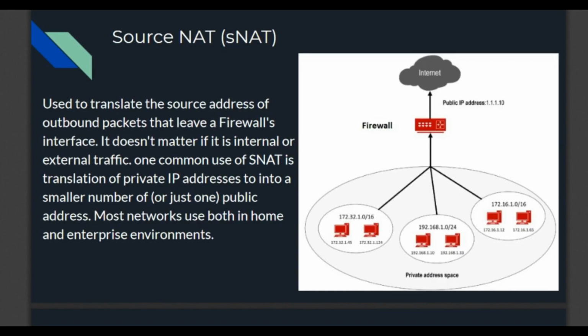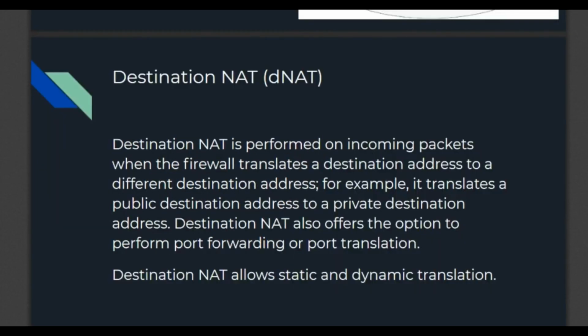Source NAT is used to translate the source address of an outbound packet that leaves a firewall's interface. It doesn't matter if it is internal or external traffic. One common use of source NAT is the translation of private IP addresses into a smaller number of, or just one, public IP address. This is something most networks use, in both enterprise and home environments. Let's discuss destination NAT, DNAT.